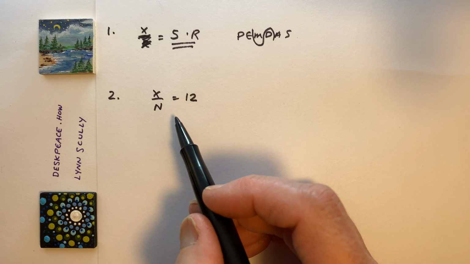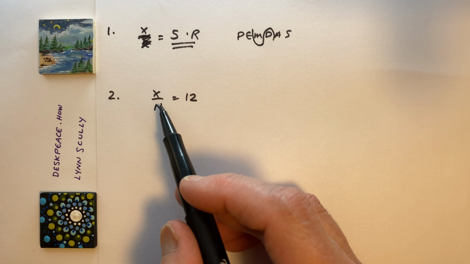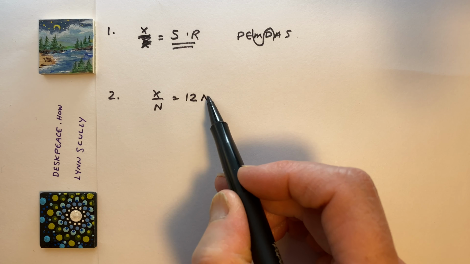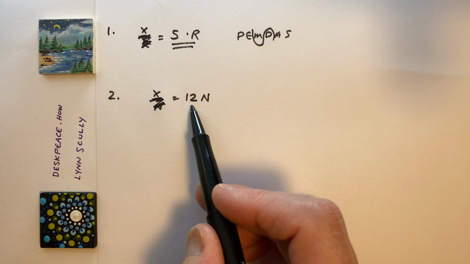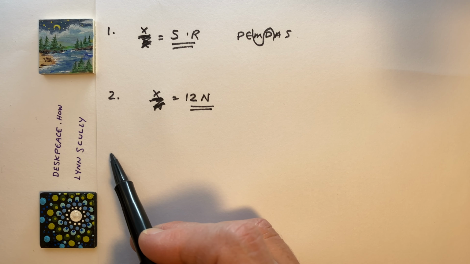Number 2, x over n equals 12. I want to get the x alone. n is attached by division. Move it by multiplication to the other side of the equal sign. My x is alone. The answer is 12n.